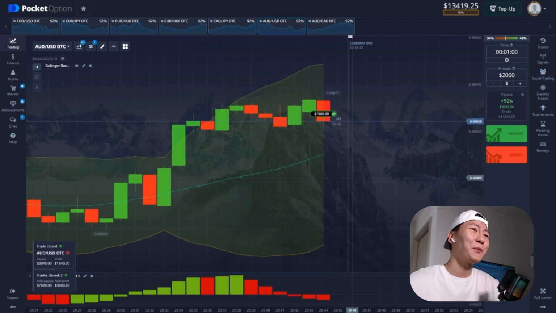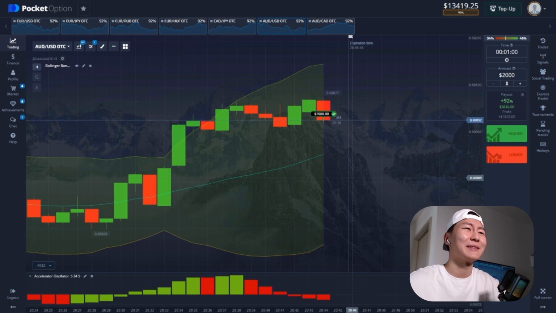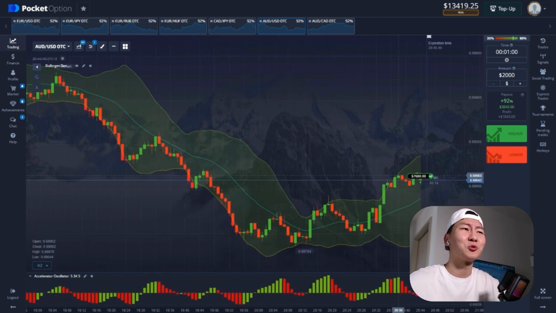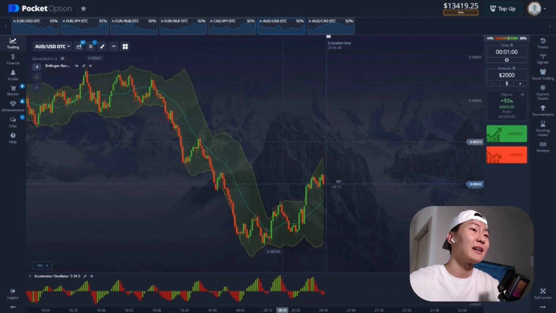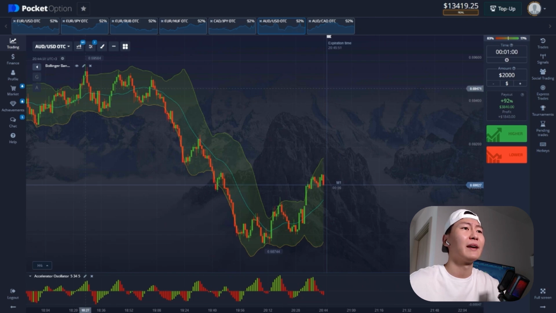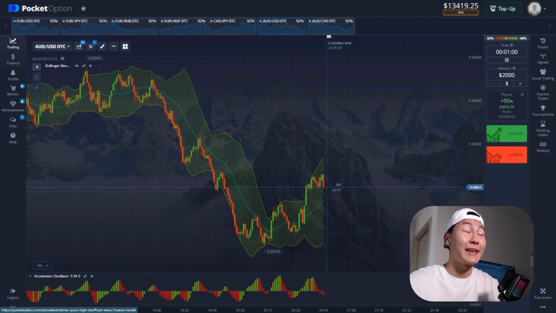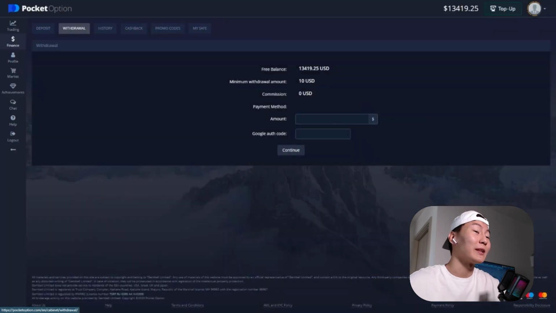And there we go. We had a huge profit today, guys. Good job. I think it should be enough for today. So we started from 140 bucks, if I'm not mistaken, and in a few minutes, we have 14K bucks. That's insane profit, guys. So let's move on to withdrawal.